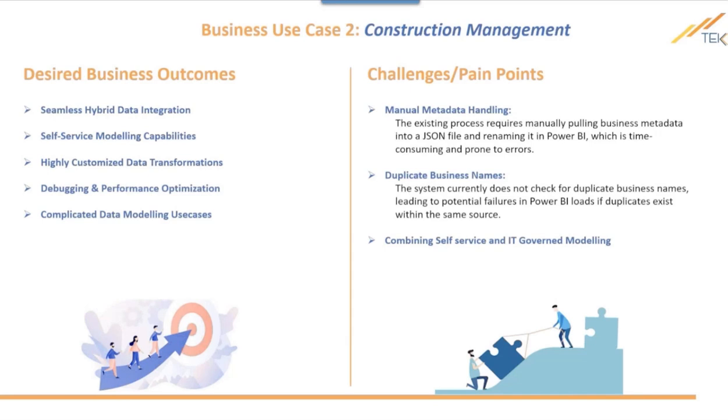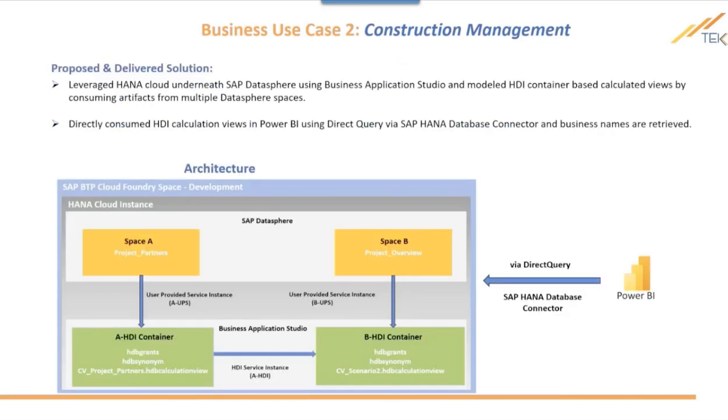At the same time, there were some pain points connecting to DataSphere from third-party sources because business names were duplicated and manual metadata handling was not properly done. And one of the biggest, I won't say complaint, but challenge, was IT and business coexisting in one tool. So for this customer, we introduced a very cutting-edge solution on DataSphere, which allows you to leverage the HANA Cloud underneath DataSphere for full-blown SQL data warehousing.